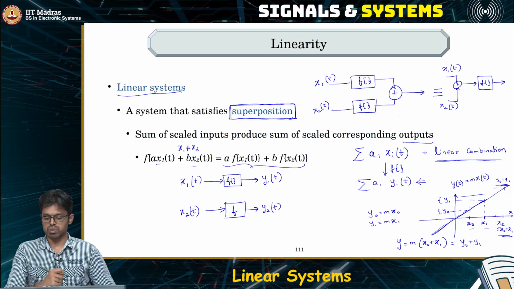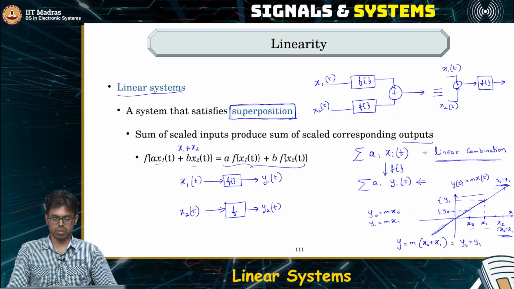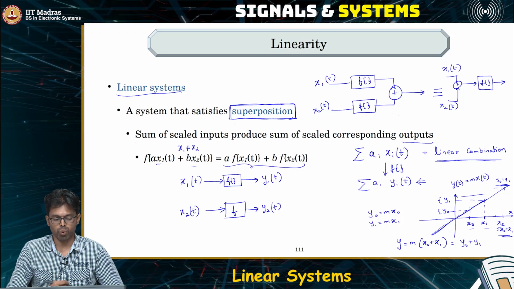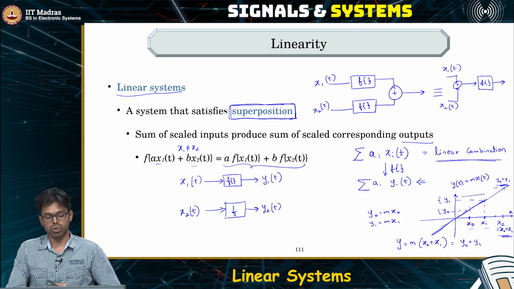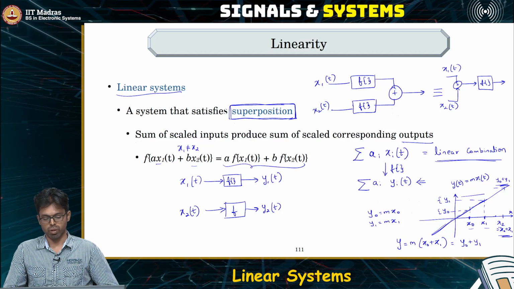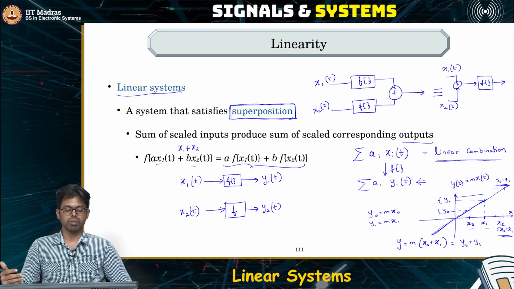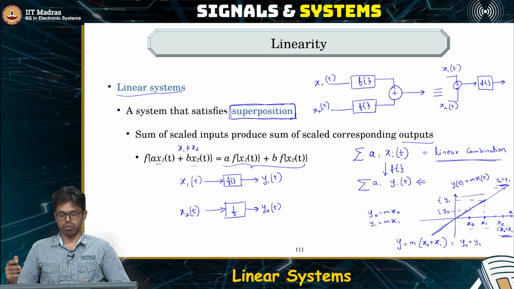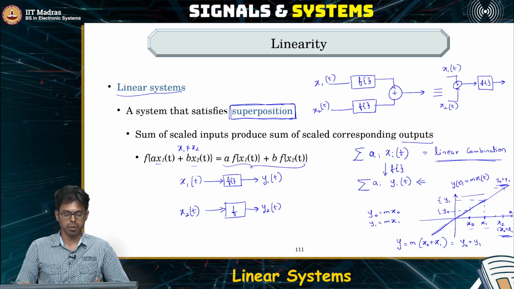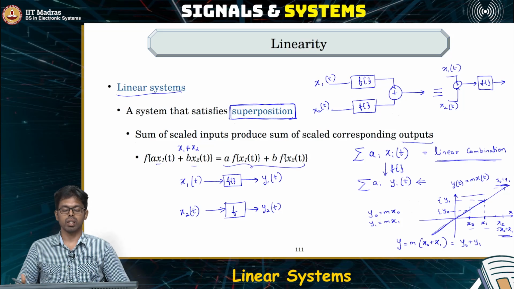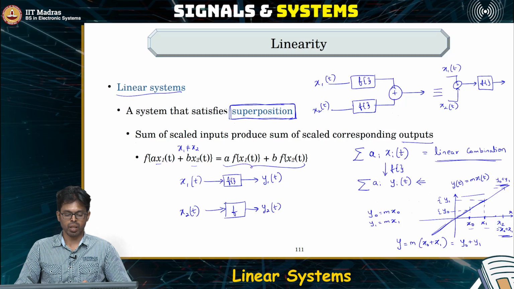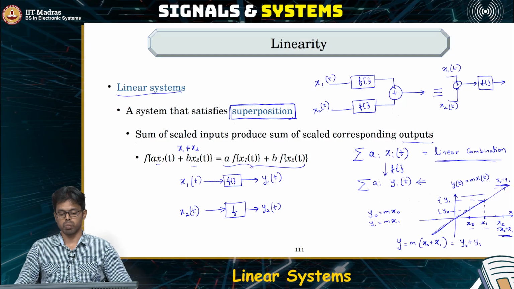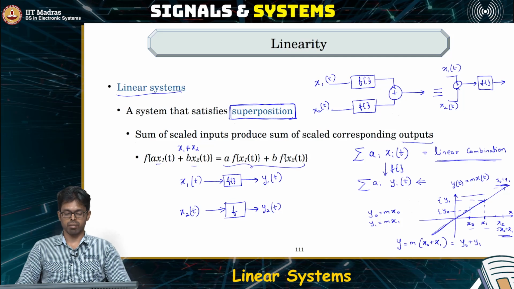So this gives a very nice, interesting consequence. It tells us that if I know the output of x1 of t, then I also know the output of a times x1 of t. Now I can plug in any value for a. I can plug in a equal to 1, 2, 3, 4, 1.5, a equal to 3 pi, 2 pi, whatever. And for all kinds of scaled versions of the signal x1 of t, I will know the corresponding output because of this nice property of linearity.